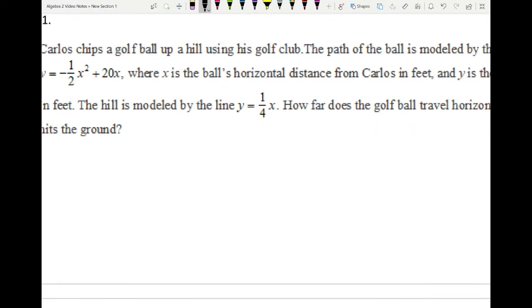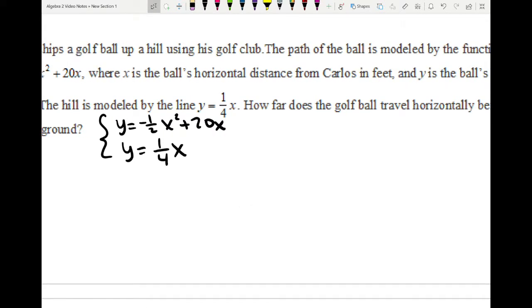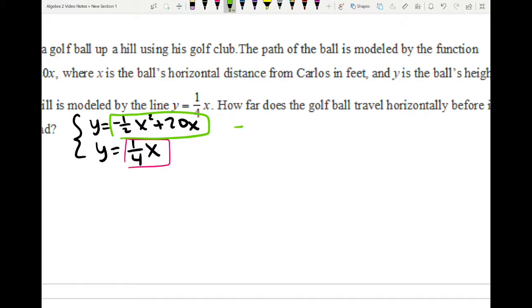All right, so we have basically a system of equations, right? So we have y equals negative 1/2 x squared plus 20x. We have y equals 1/4 x. And we want to solve this. So we know that y is equal to 1/4 x. So we know that this is y, but this is also y. So we can set those two equal to each other. So we could set that equal to that, and then we could solve that like normal.